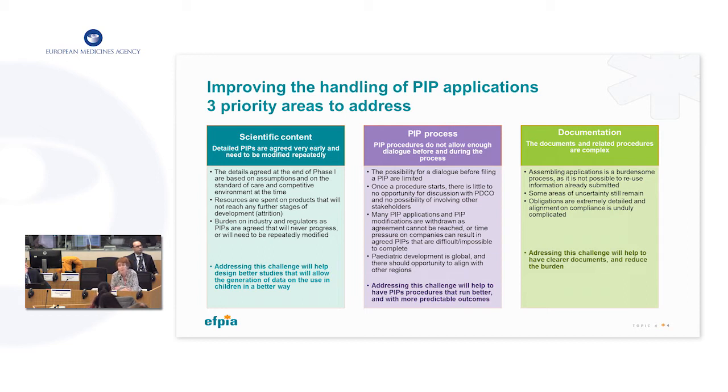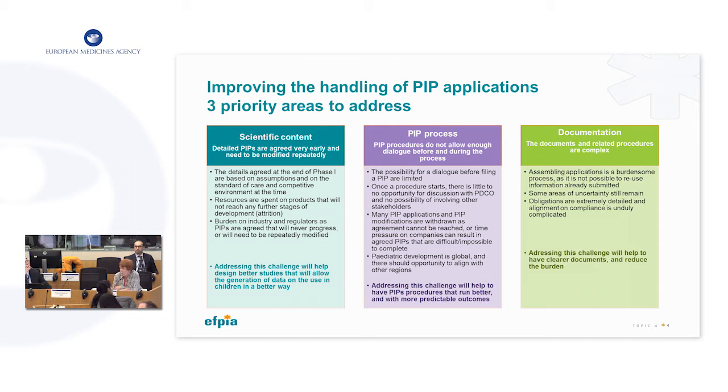So that's one aspect. The other thing is attrition rate. In industry, probably 1 product out of 4 will move out of phase 1 all the way to marketing authorization. So you're utilizing your resources 3 times out of 4 for something that might not progress further. And if you do continue, there is a burden of updating and modifying that PIP so that it can keep running. So if you address this challenge, you will have the ability to design better studies that will allow the generation of data on the use in children in a better way. I think that's the key thing, making it better. So actually it's easier and it fits better with the way industry works.